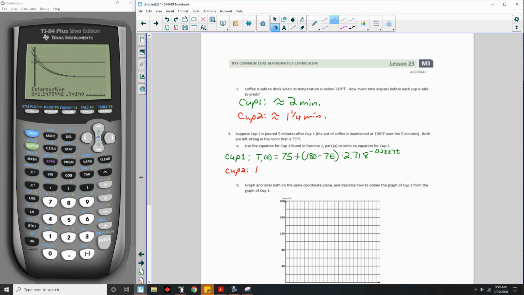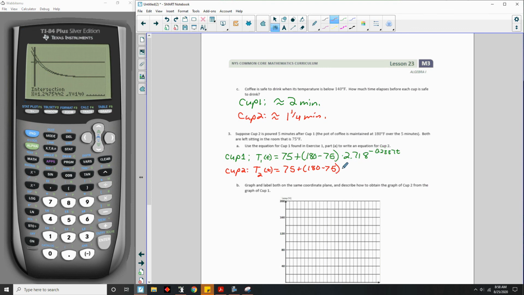So that is going to be called T sub 2 of T. And that's going to equal, well, 75 is the room temperature. That did not change. The initial temperature is 180. It says the pot of coffee is maintained at 180 over those 5 minutes. So even though we're starting 5 minutes later, pouring it 5 minutes later, it's still 180 degrees. It's still going to be in the room that's 75.